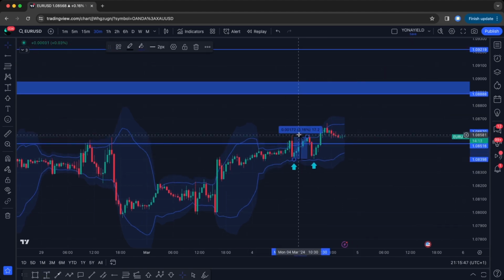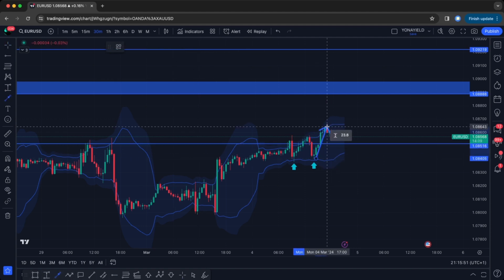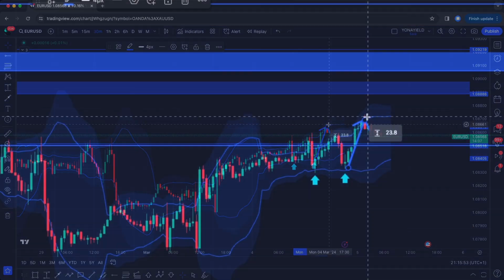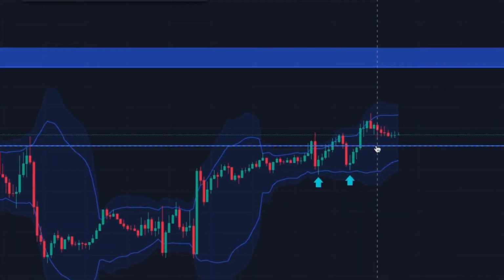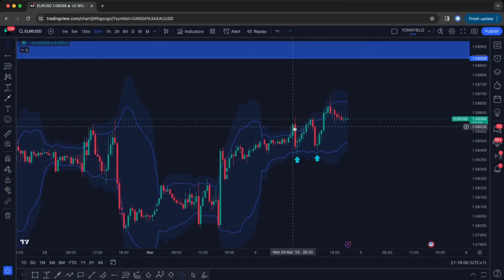So I bought right here today, and then I bought again here and took it up all the way here. This was basically what I traded today. I did have a short as well, not this one in the morning. This was in the morning on London opening. This I don't take because the first hour I always wait, but I took a short here, this one.